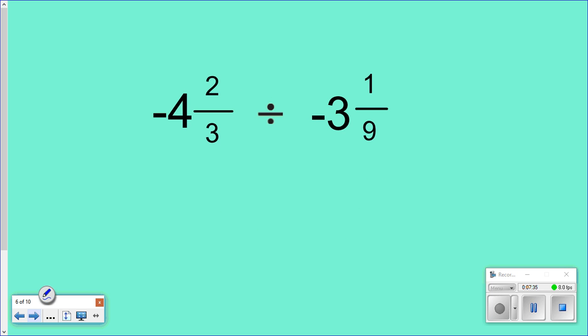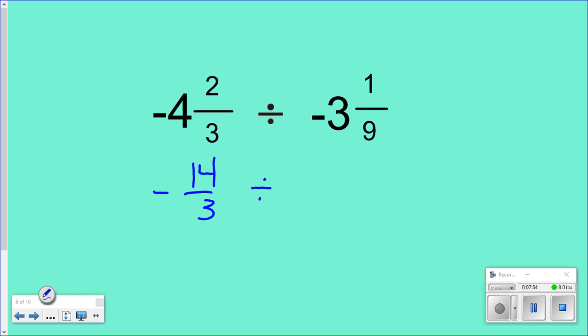Let's go to some that have mixed numbers. First thing you're going to do is what? Change all to improper fractions. Every single one of them. So this would be 14 over 3. Keep your negative, don't forget it.